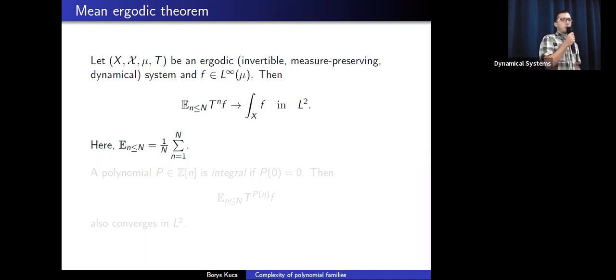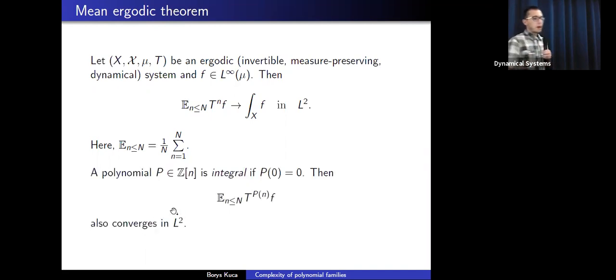One question that we could ask here is what happens if we replace the n in the exponent by some polynomial in n, such as, for instance, 2n or n squared. And in general, I'll call a polynomial integral if it has integer coefficients and zero constant terms. In this case, the following sequence of averages also converges in L2, although the limit is a bit harder to describe explicitly.